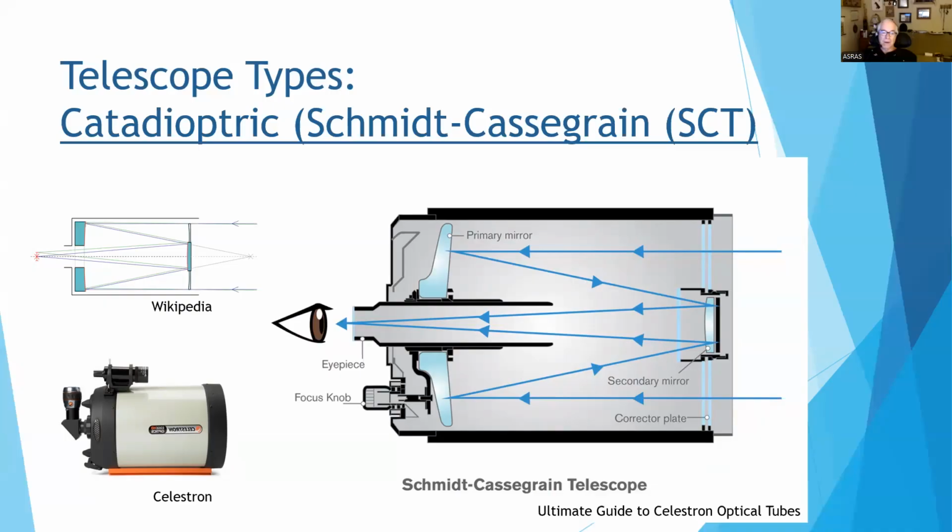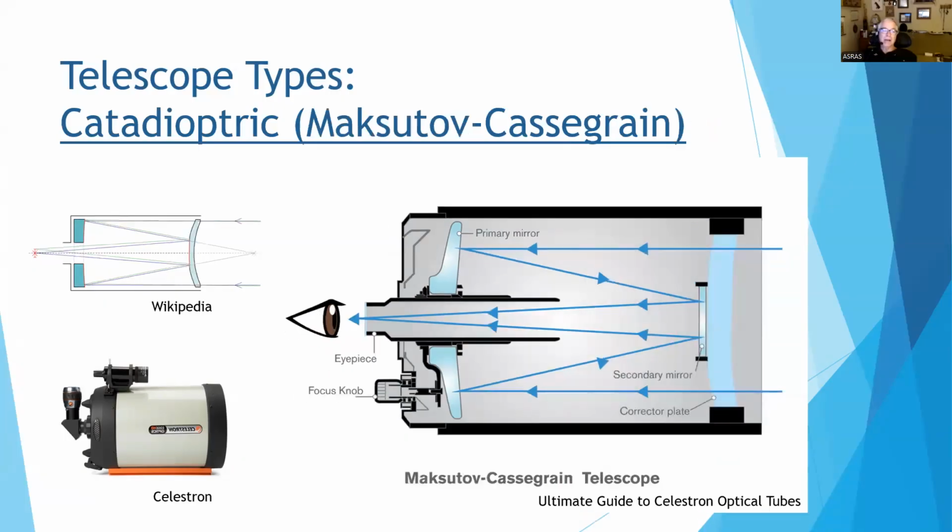The other type of catadioptric telescope is the Maksutov-Cassegrain. I keep wanting to pronounce this Matsukov, even though I spelled it correctly here. So I may slip back to doing that until I stop thinking about it.